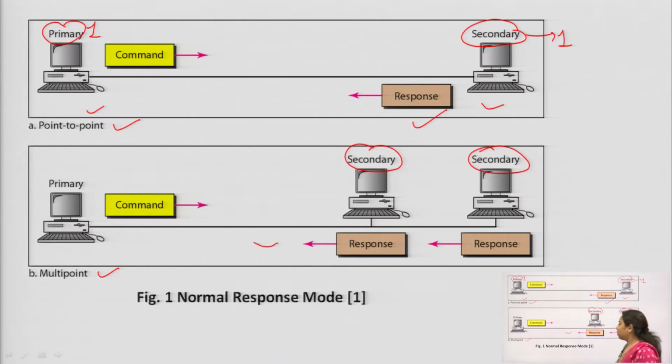So, this is how the command will be sent to each of the secondary devices, and in response to that particular command, a response will be sent back to the transmitter side. So, this is known as the normal response mode. This is very simple, a command response operation will be done between the primary and secondary device.